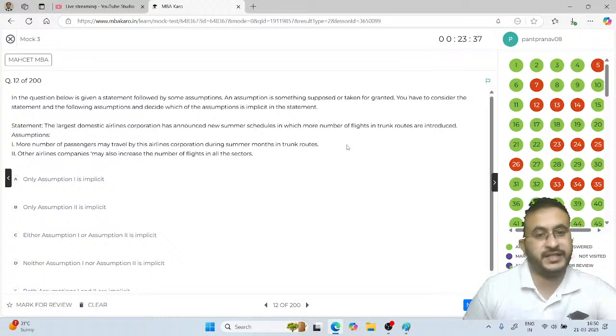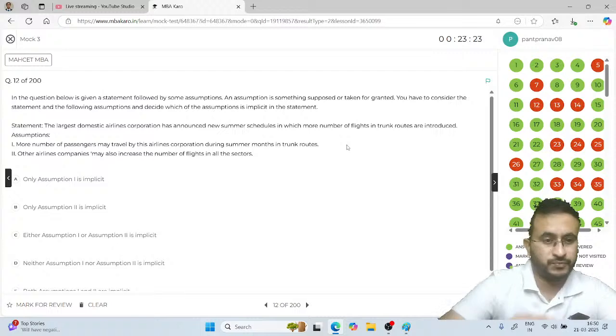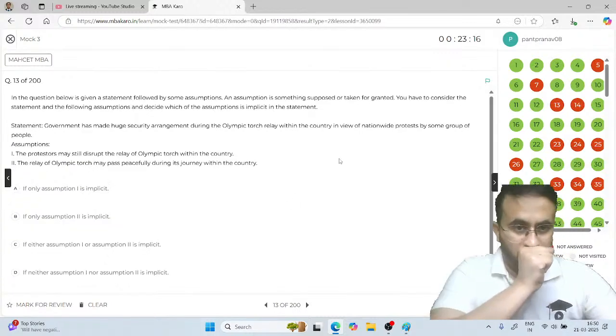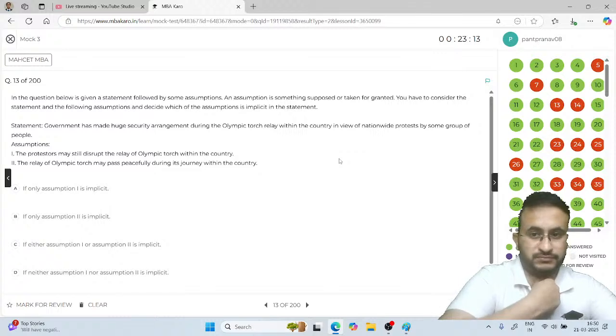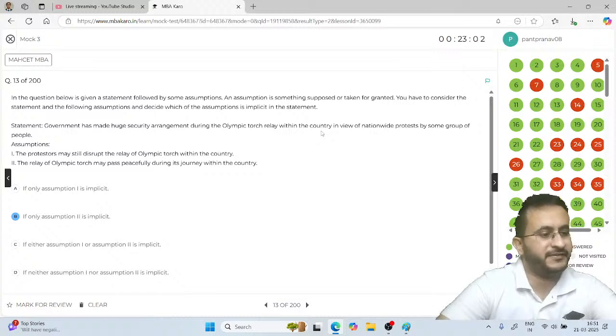The largest domestic airlines has announced new summer schedules. So both, because if they have increased, others may also increase. So second assumption is that first, like you never think of the negative, right? So you're assuming that people will follow it.